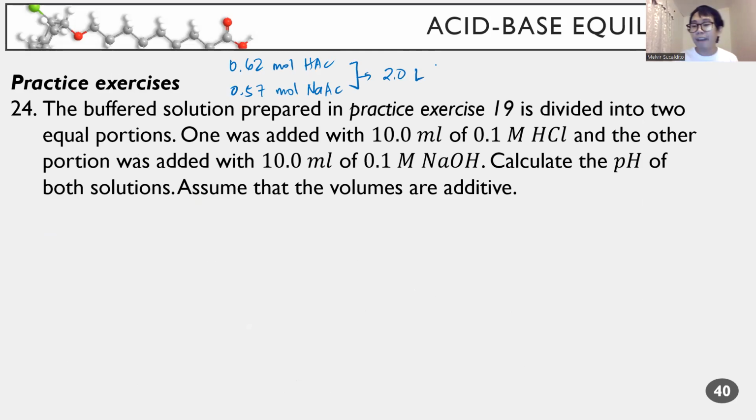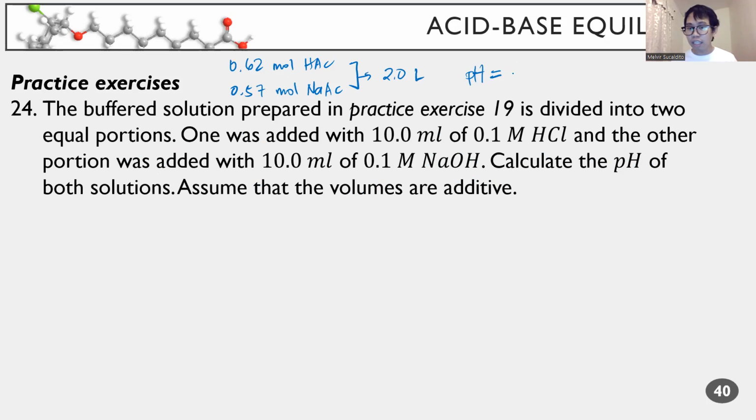Now, suppose we divide that solution into 2 equal portions. One portion was added with 10 ml of 0.1 molar HCl, and the other portion was added with 10 ml of 0.1 molar sodium hydroxide. Calculate the pH. This is like a real experiment, where you borrow the buffer to use it. So what will be the pH of the new solutions?